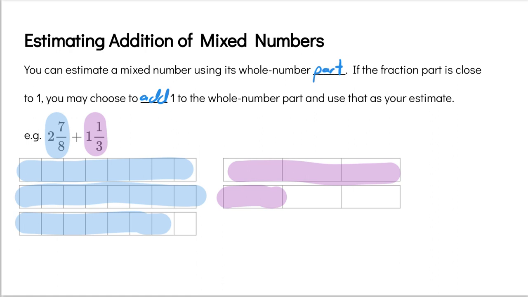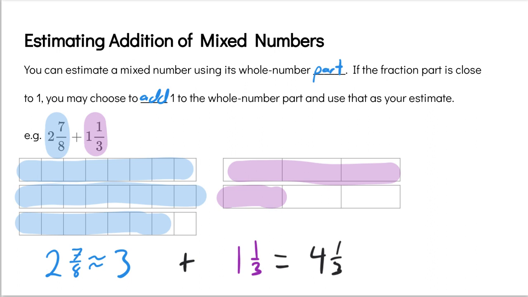So, when we have 2 7/8, well, that's very close to 3. And then we don't have to change a thing for the 1 1/3. We can just add those two things together. And when we add them together, we get approximately 4 1/3. We add the whole numbers together and keep the 1/3. So again, this is just an estimate. It's not perfect, but it gets us in the right ballpark.